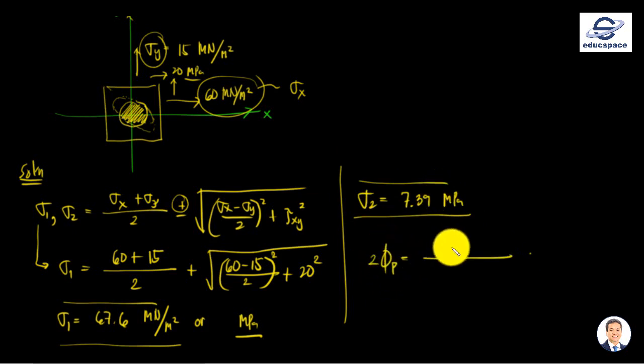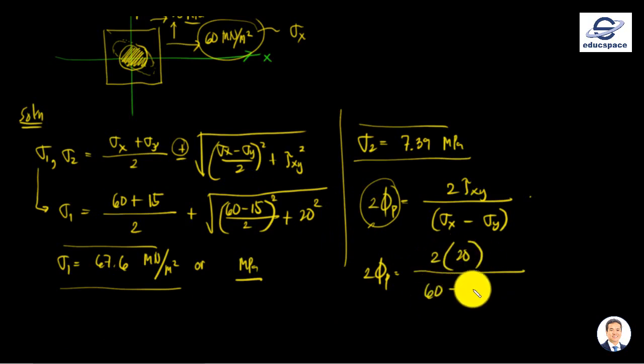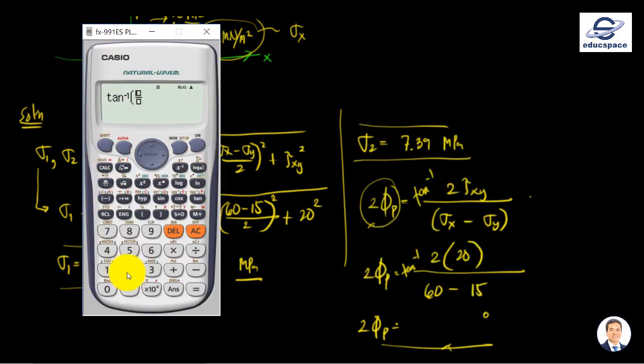And now for the direction, we already solved earlier with respect to the plane. We have this 2 times shear stress over this one minus this one. So 2 theta p means the orientation of our principal stress. 2 theta p is equivalent to tan inverse of 2 multiplied by 20 over 60 minus 15. We'll keep it like this in terms of degrees. Sorry, this must be tan negative 1, or shift tangent. So we have shift tangent of 2 multiplied by 20 over 60 minus 15, equals 41.63.